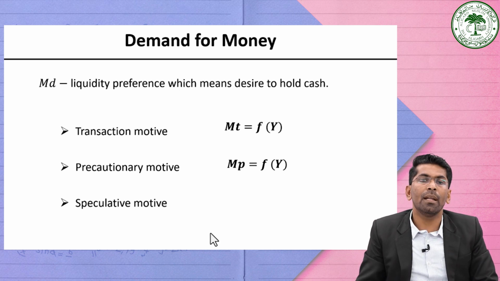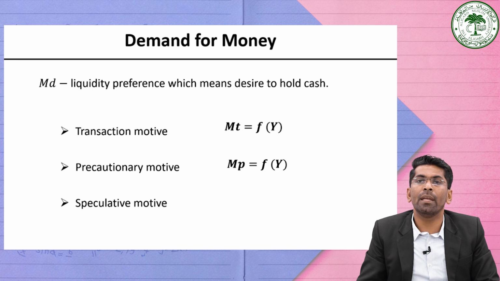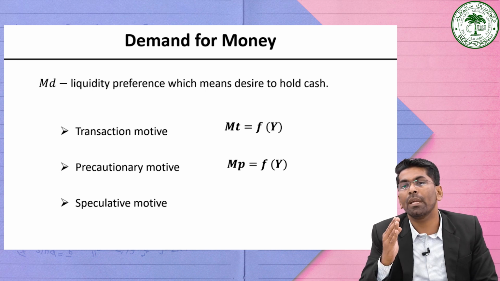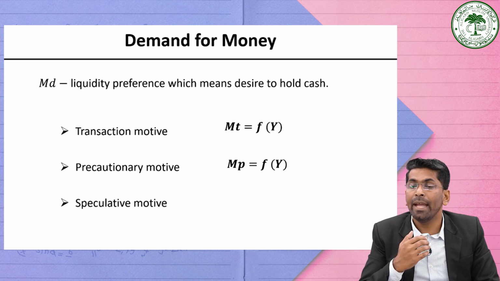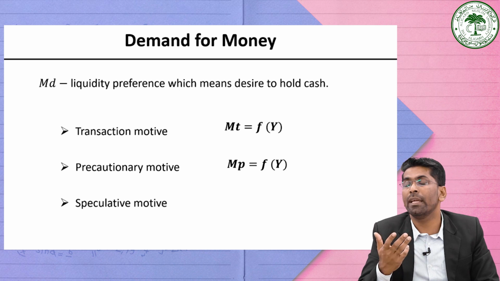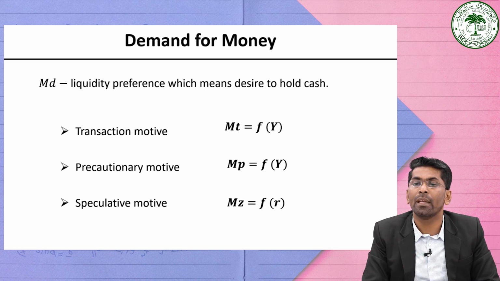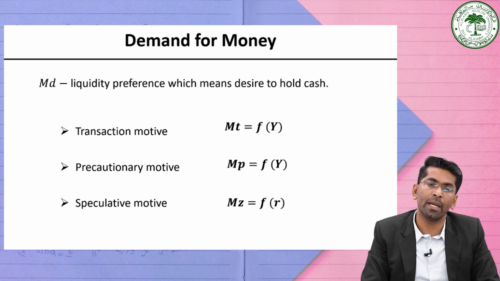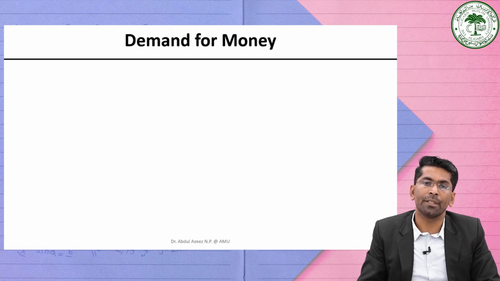The third motive for demand for money is speculative demand. See, regarding speculative demand for money, Keynes assumed that people store a part of their wealth either in the form of money or in the form of bonds. And it is mainly for securing the profit from the financial market. That is, what the future will bring forth. Therefore, there exists an inverse relationship between the rate of interest and the speculative demand for money. So here, the speculative demand for money, MZ, is a function of the rate of interest, and there exists an inverse relationship between the speculative demand for money and the rate of interest.